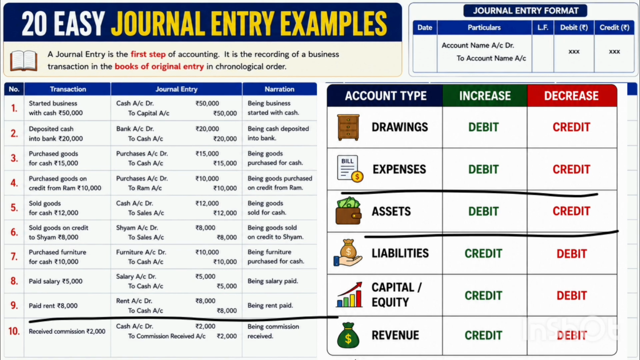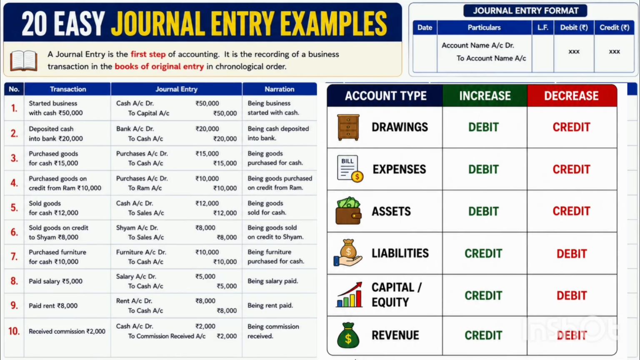Next one, paid rent of rupees 8,000. So what will be the accounts here? Rent account and cash account. So rent is nothing but our expense. Expenses are getting increased, so we have to debit it. And cash, which is an asset, is decreasing, so we have to credit it.